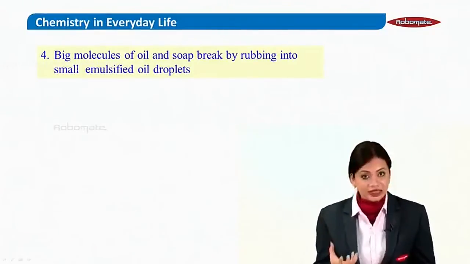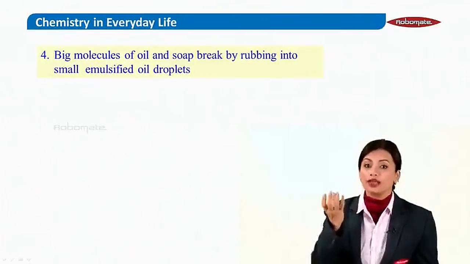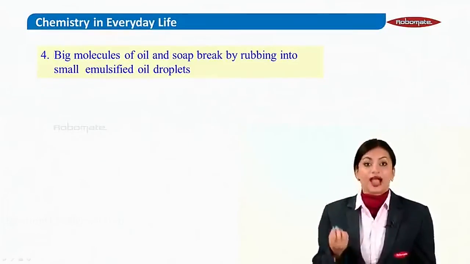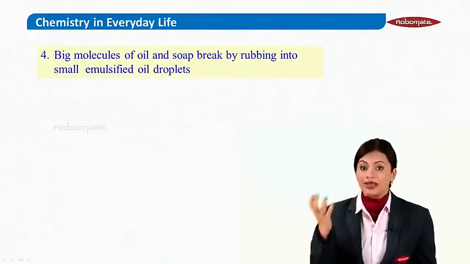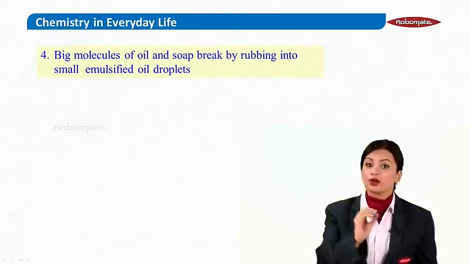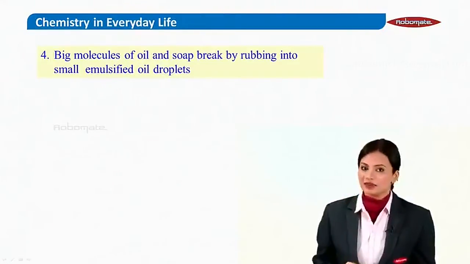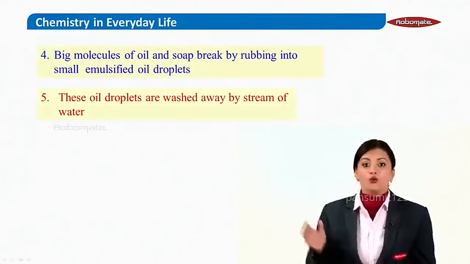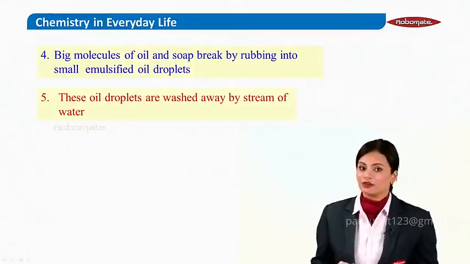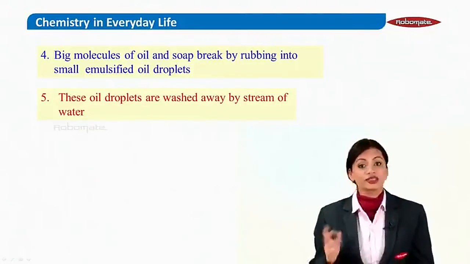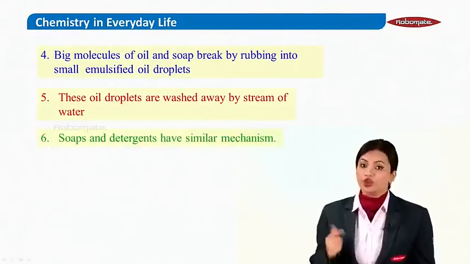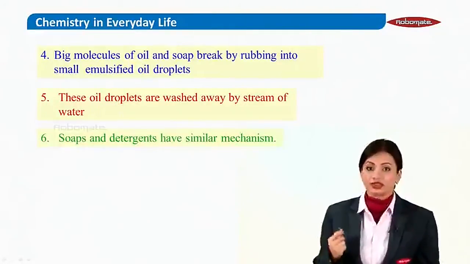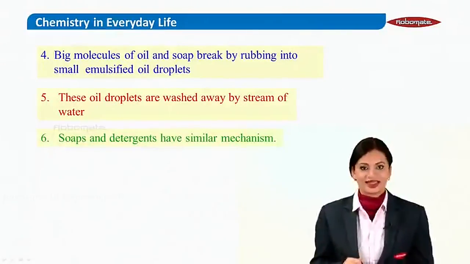And what happens is the big molecule of oil is broken into small droplets of oil. And conversion of a big molecule of oil into small droplets is known as emulsification. And these small droplets eventually will be washed away by the stream of water. So children, this is the same way in which soaps act too. So the mechanism of soap and detergent, the cleansing mechanism is the same.